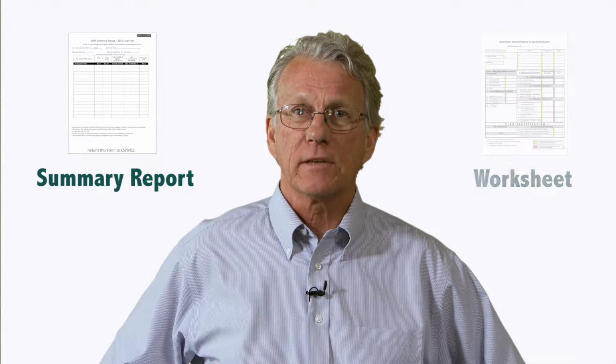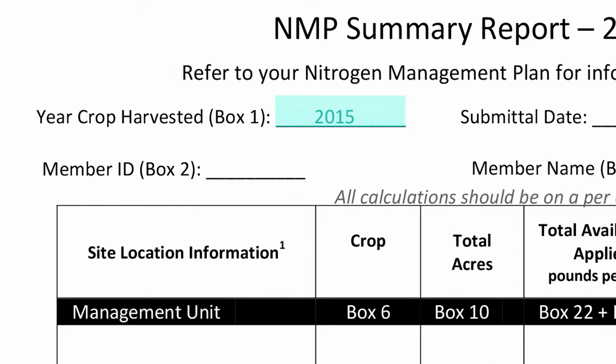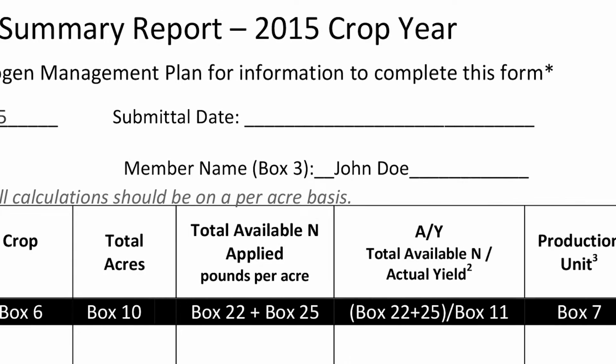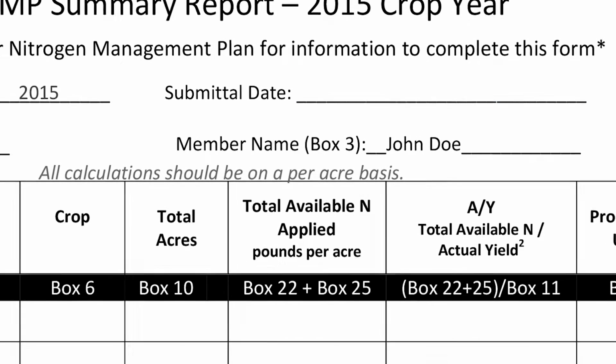Now, back to filling out the Summary Report. For Box 1, fill in the crop year. Box 2, fill in your member ID, and Box 3, your name. This information is for Coalition tracking purposes only. Now enter the date that you are filling out your Summary Report in the space labeled Submittal Date.